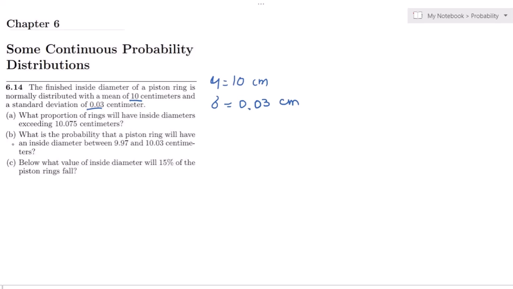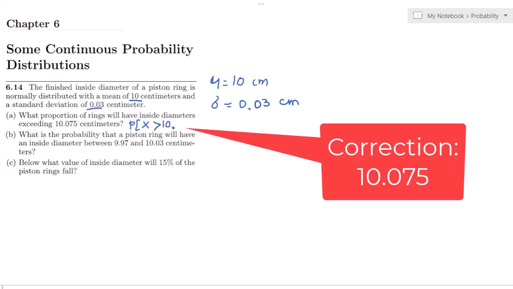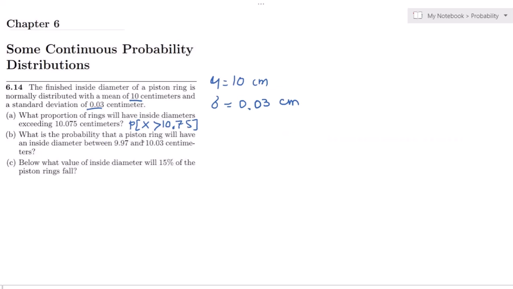What is the statement of part A? What proportion of rings will have inside diameters exceeding 10.05 centimeters? So this is that X is greater than 10.75. In B, what is the probability that a piston ring will have an inside diameter between 9.97 and 10.03 centimeters? Meaning the probability that X is greater than 9.97 and less than 10.03 centimeters.